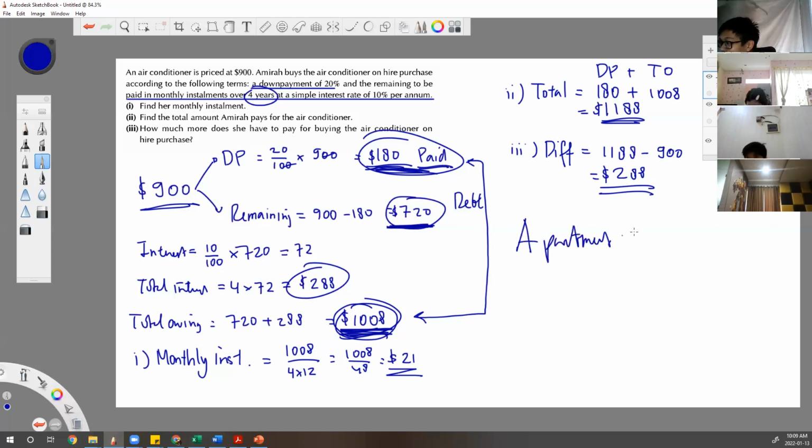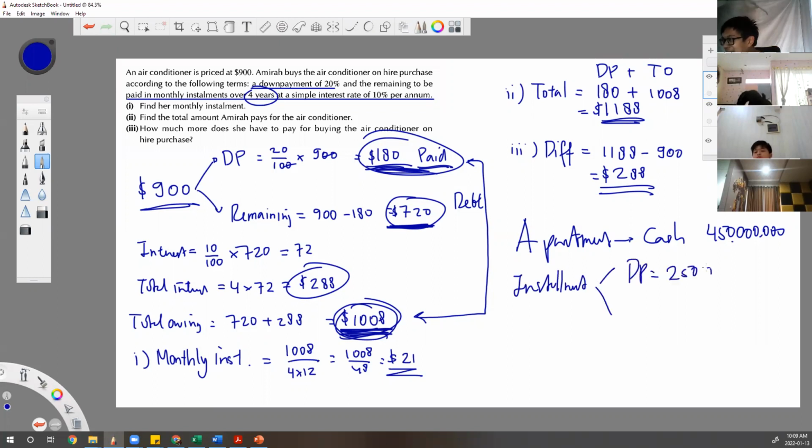Kalau price-nya, kalau dia cash langsung bayar di tempat, 450 juta rupiah ya. I cicil, kayak installment. Installmentnya gini, ini real case ya. DP-nya taruh 250 juta. Terus saya bayar 5 tahun.